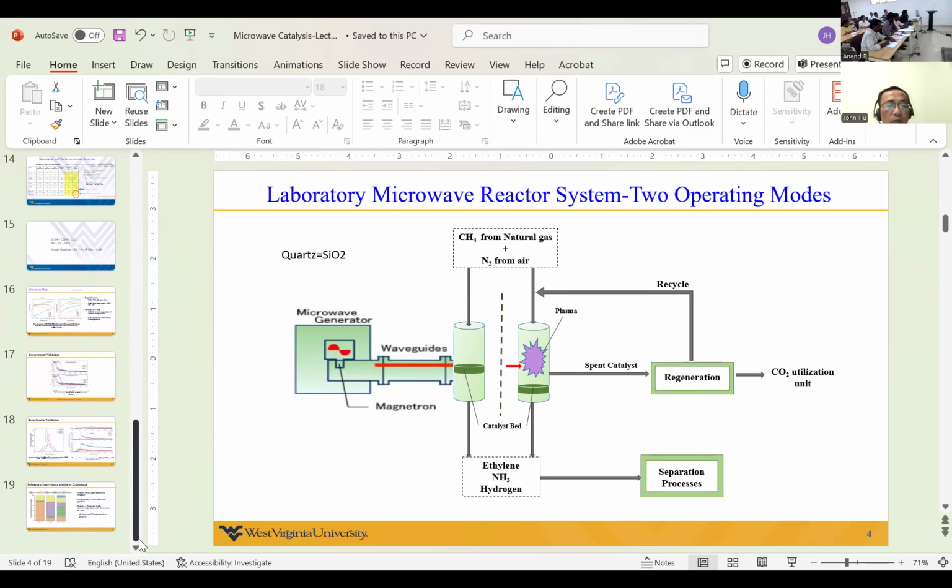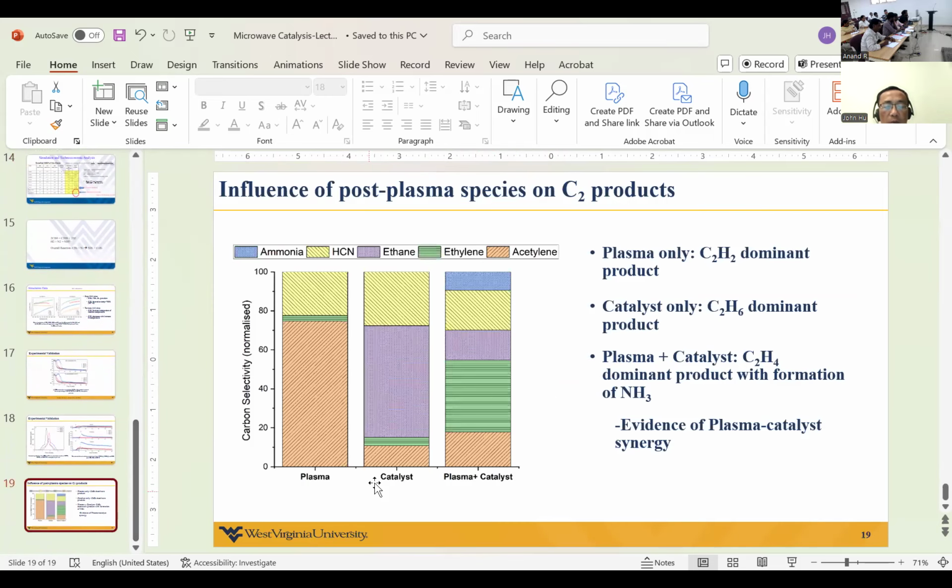Before I shift gears, I know I'm moving fast today because we are behind my planned schedule. I want to finish microwave, then move to the case study and some other topics related to green ammonia. So I'm going to stop here. Let's spend a couple of minutes to summarize microwave catalysis and microwave plasma catalysis. Does anybody have any questions before we move on?